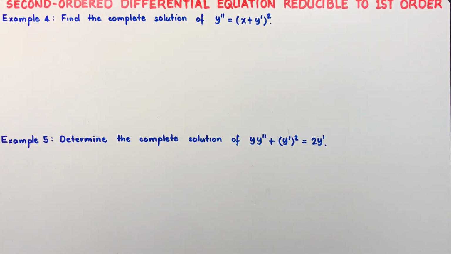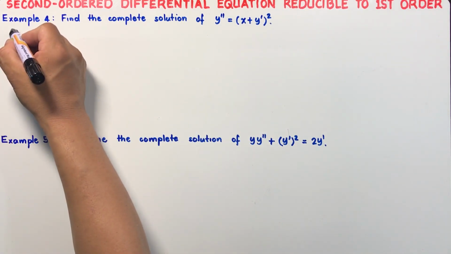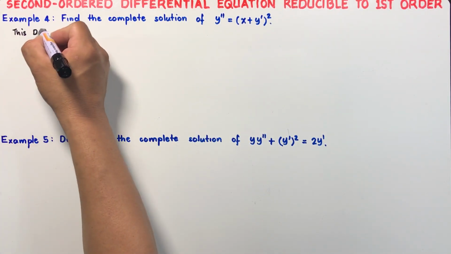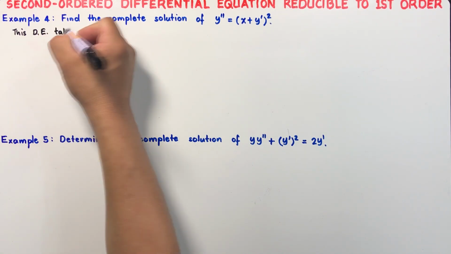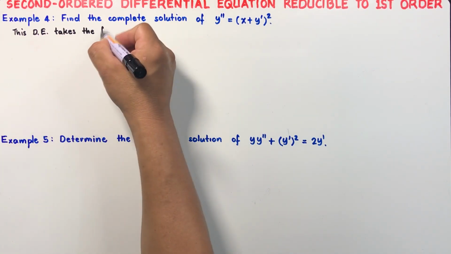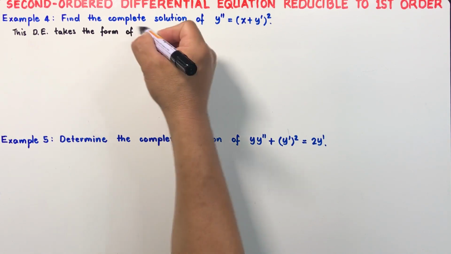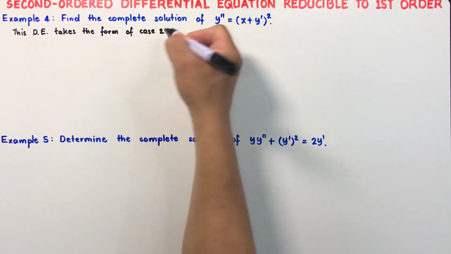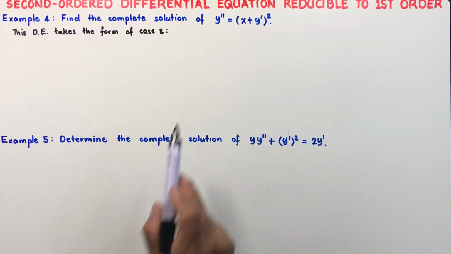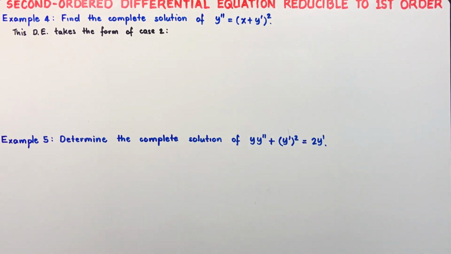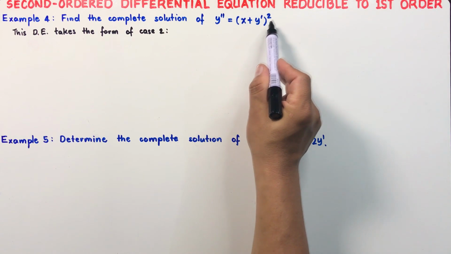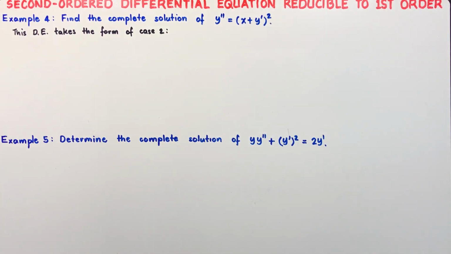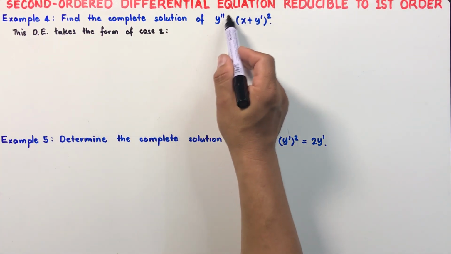Find the complete solution for this differential equation. Now, looking at this differential equation, we notice that it takes the form of case number 2, because we have a missing y variable here. We have the x variable but we don't have the y variable, different from the y double prime and the y prime.